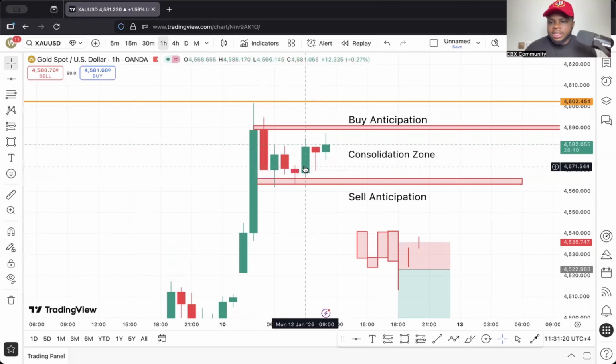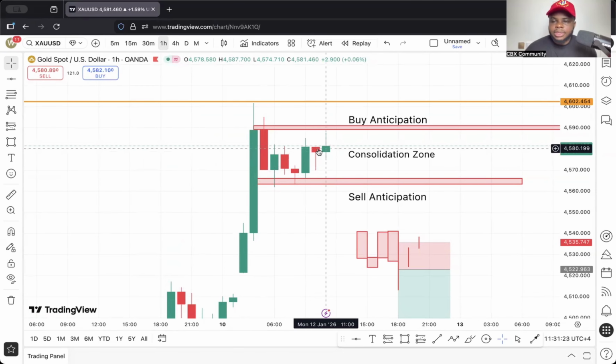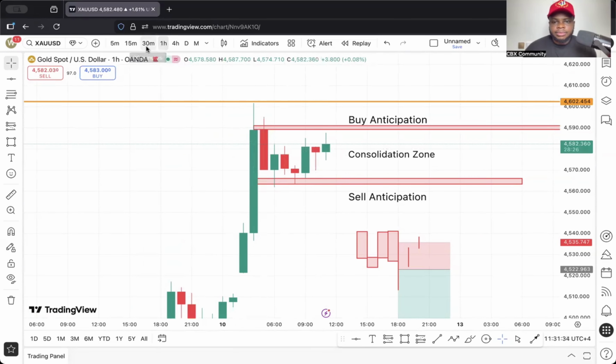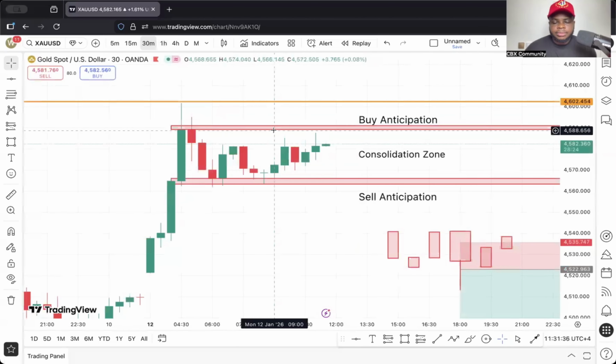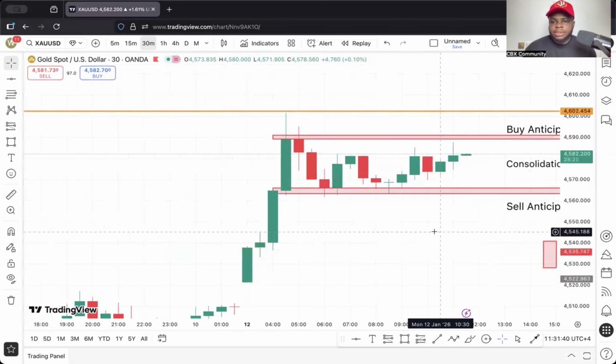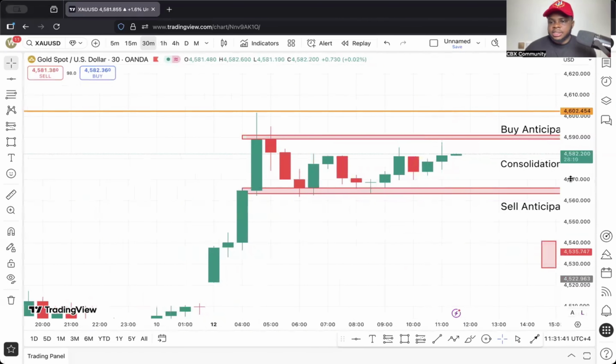So the 1 hour is left with 28 minutes for this 1 hour candle to close, and the previous 1 hour candle closed with a rejection bearish candle. So let's see what the market condition wants to do. Let's zoom the chart a little bit. Let's see what this recent 30 minutes candle wants to do.